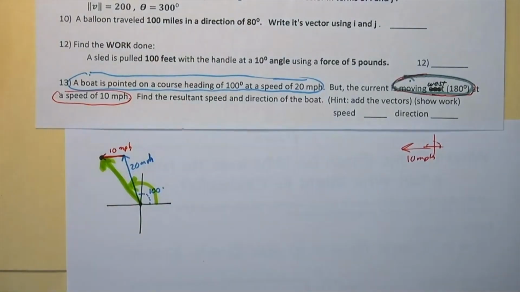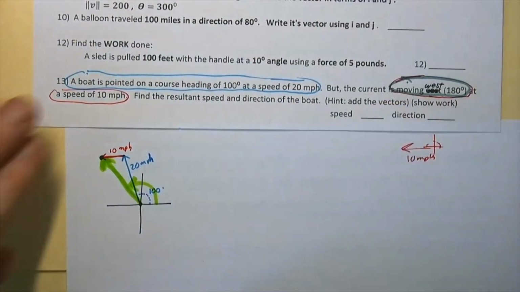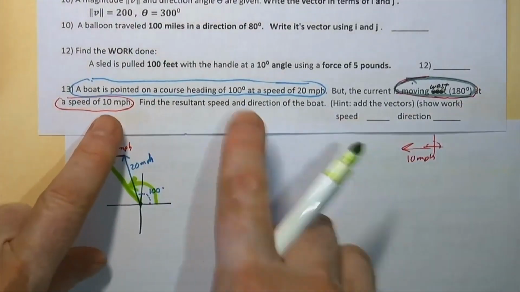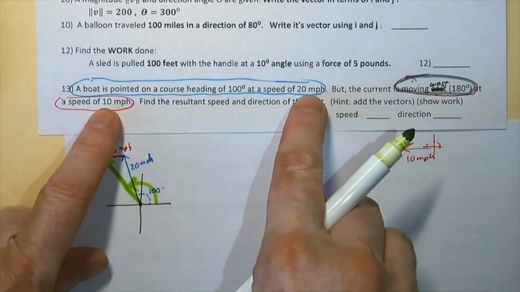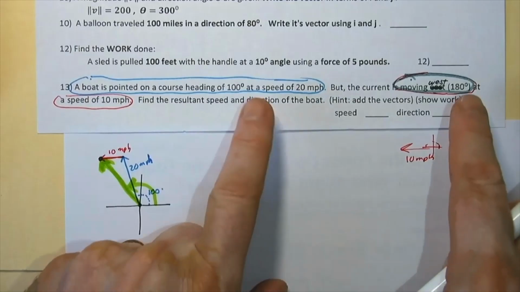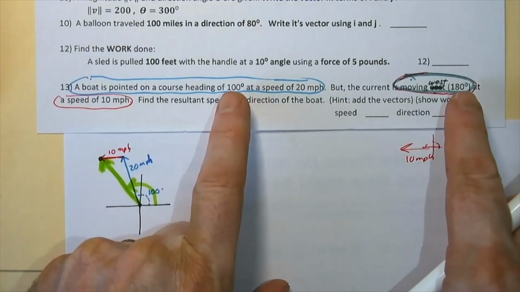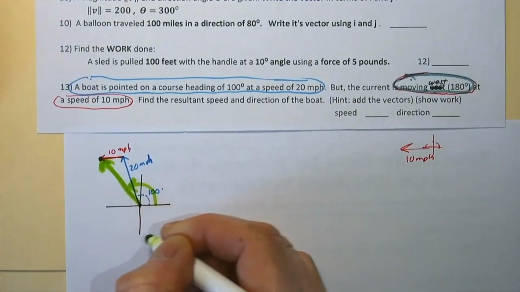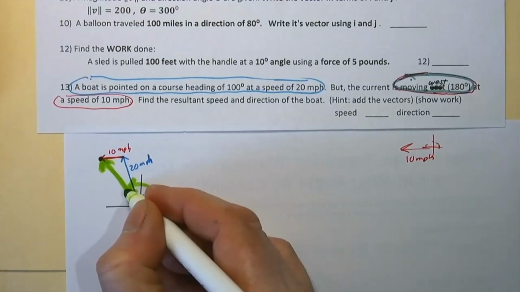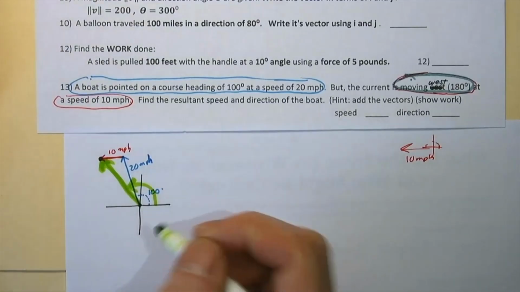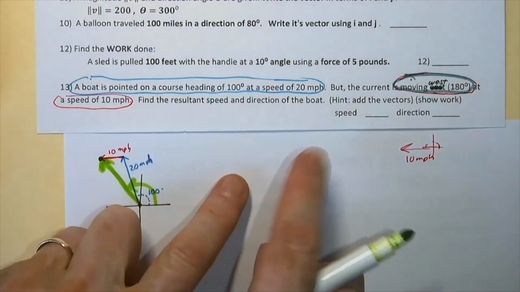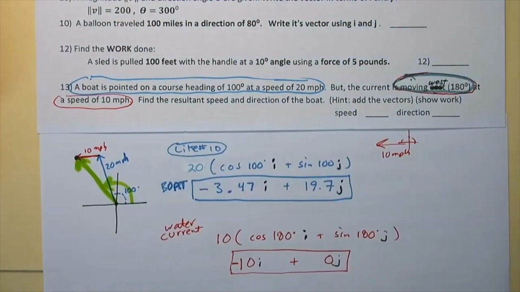So what you have to do is add the vectors. But you can't just add and say, well, 30 miles an hour? No. And you can't say, well, 280 degrees? You can't add the angles. 280 would be down here. That doesn't make sense. It's a little more than 100. How do you do it? Change these to i's and j's, then add them up.